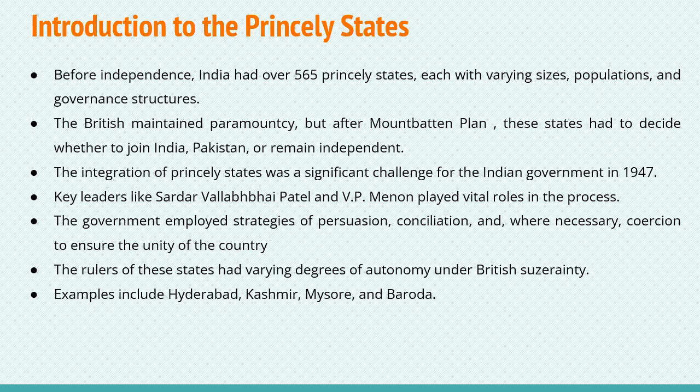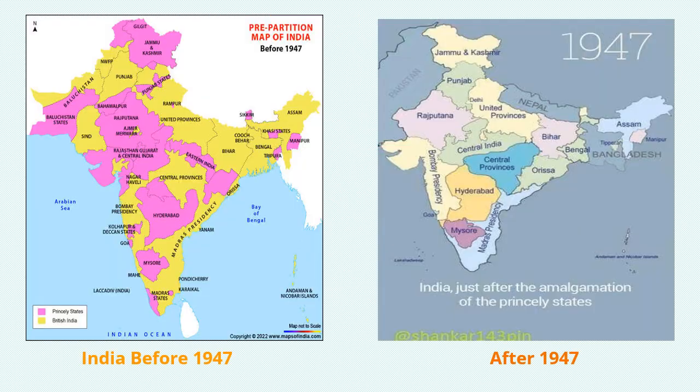The integration of princely states was a significant challenge for the Indian government in 1947. Key leaders like Sardar Vallabhbhai Patel and V.P. Menon played a major role in the integration of India. The government was majorly helping the Indian government. The British government were giving all support for the integration of the princely states. But still, some of the states like Hyderabad, Kashmir, Mysore, and Baroda had not decided which country they have to join, or whether they have to give up their lineage.